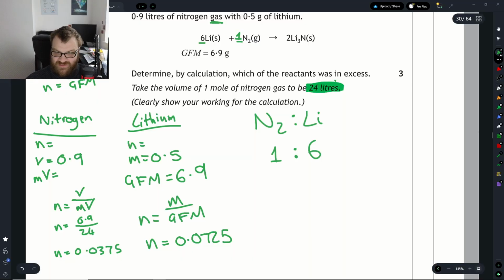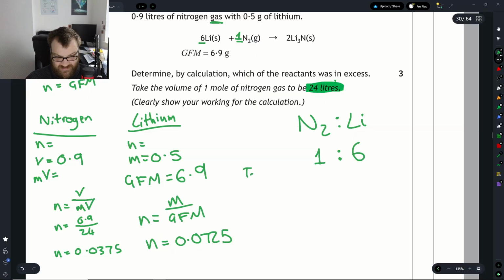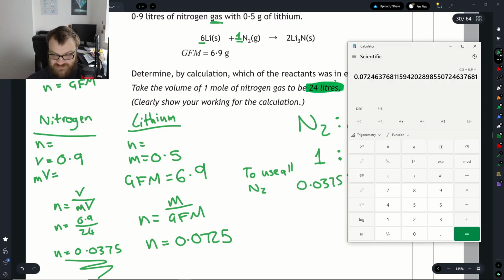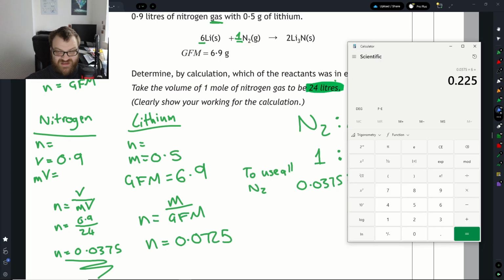What I would then do is explore the two possibilities. Either I'm going to use up all my nitrogen, in which case I'm going to use all what I have got from down here, 0.0375 moles. What I would need to do to that is times it by 6 to get how much lithium would be needed to make that react. I take 0.0375 times 6. This would mean we need 0.225 moles of lithium.